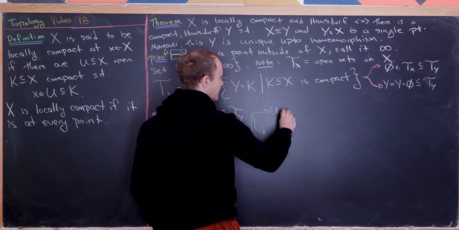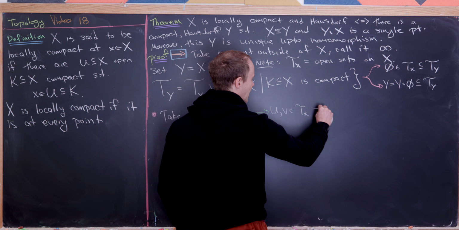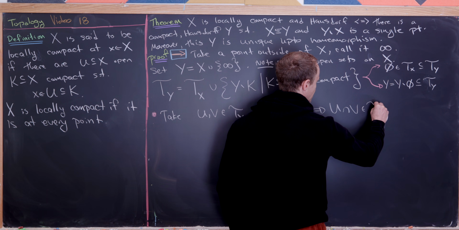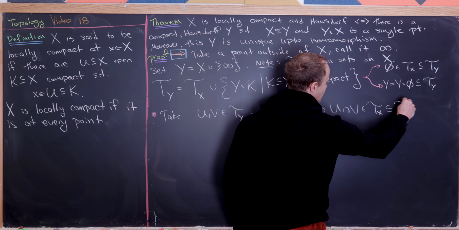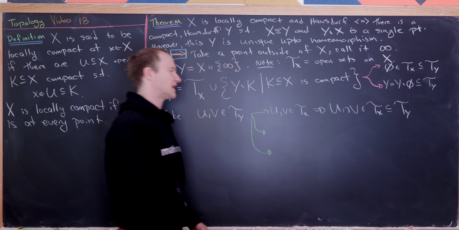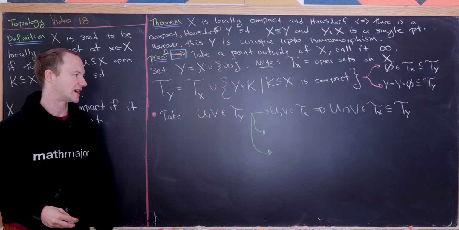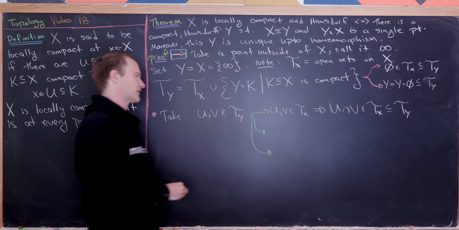So let's observe that if U and V come from T sub X, then that means that U intersected with V is also in T sub X, which is a subset of T sub Y. That's because T sub X is a topology, so it's already closed under finite intersections. So that's our first case.